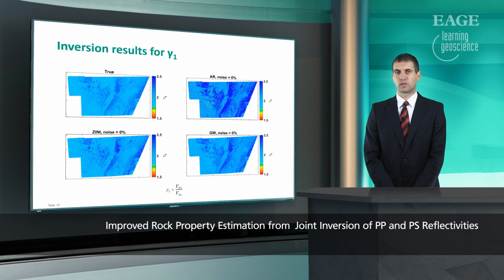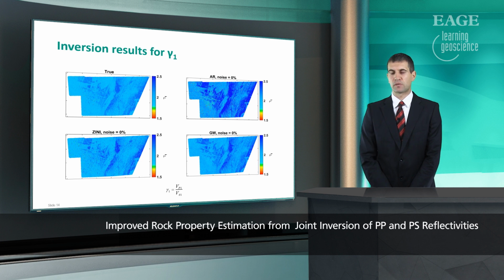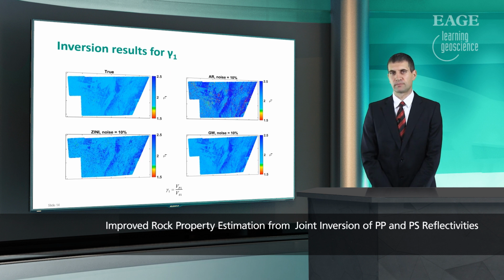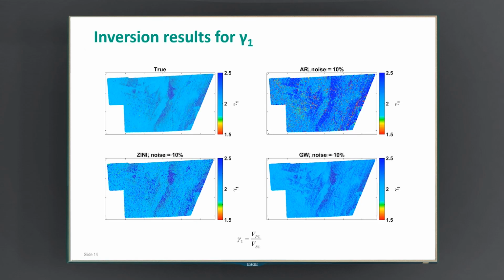In noise-free case, all three methods detect the same anomalously high values of gamma 1. However, they overpredict the values in these zones. On Zinio map, only a slight overprediction is revealed, while the maps generated by Aki-Richards and Gardner-Wiggins methods show larger overpredictions. The addition of noise to reflection coefficients barely affects gamma 1 values calculated by Gardner-Wiggins method, while the maps calculated by the other two methods are blurry and reveal salt and pepper noise over the whole interface.